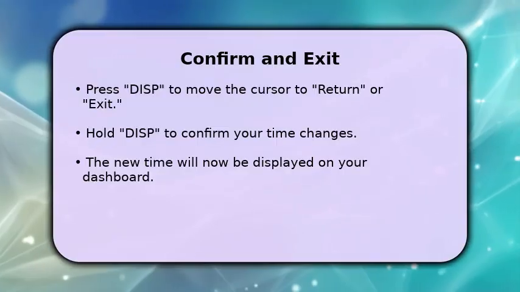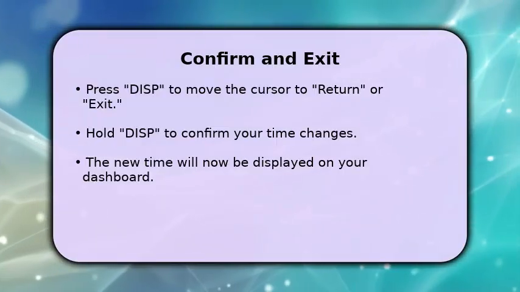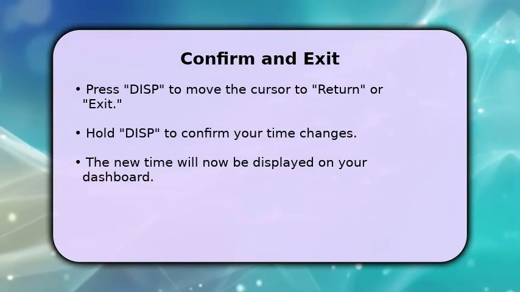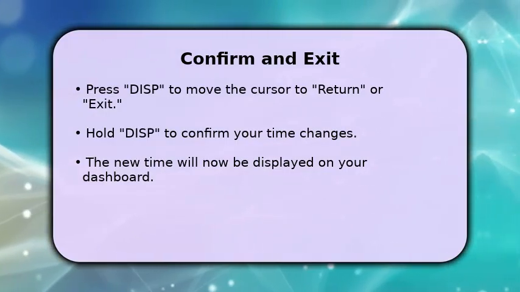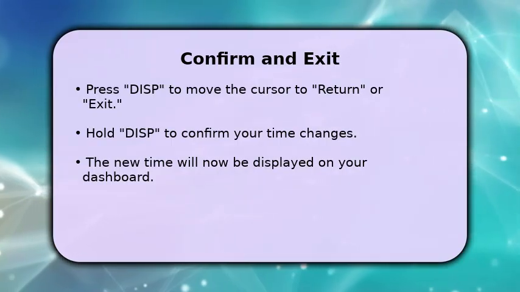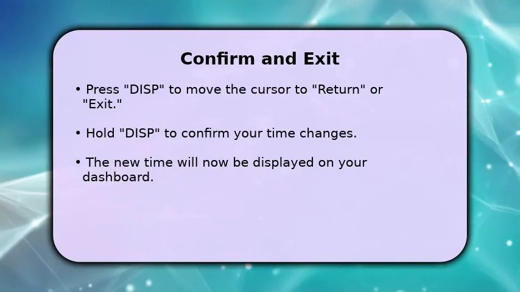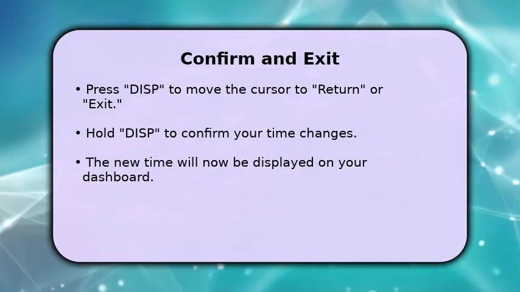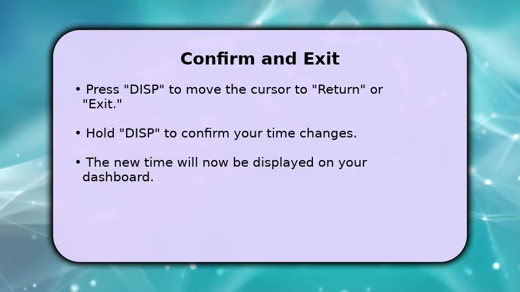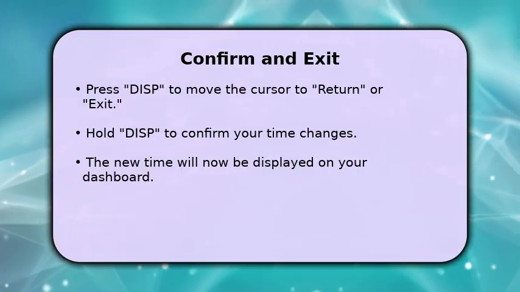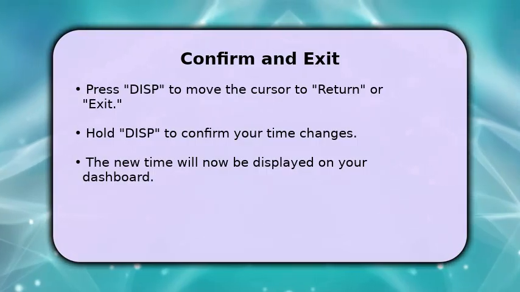Once both the hours and minutes are set correctly, press the DISP button to move the cursor to the Return or Exit option on the screen. To finalize your changes and save the new time, press and hold the DISP button. Your Toyota Prius C's clock will now display the updated time. You can then exit the settings menu completely by holding DISP again if needed.